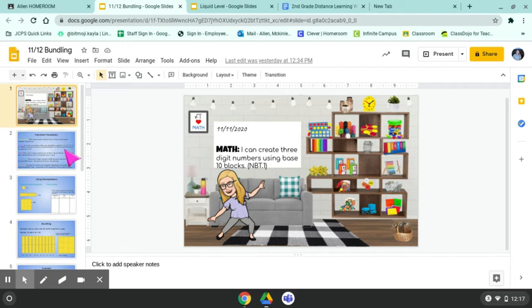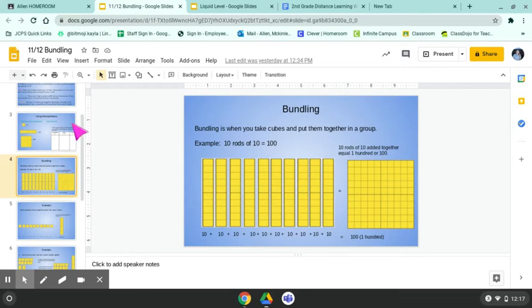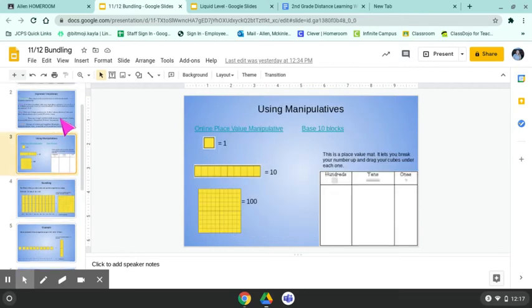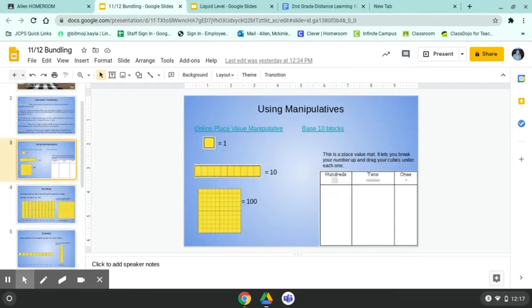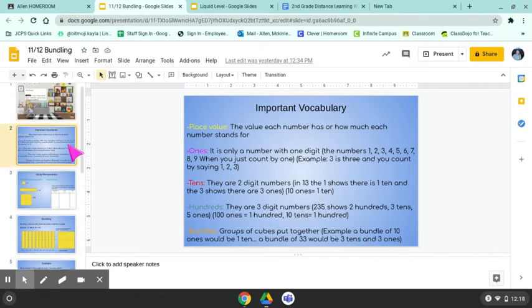So we spent a day where we had a number and we would break it apart and see what it was. So if we have the number 23, for example, we know that it's 3 ones and 2 tens. And then we also spent some days working with our cubes and representing our numbers. So today, what we're going to work on is bundling.